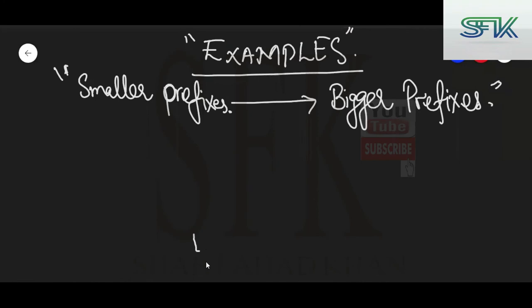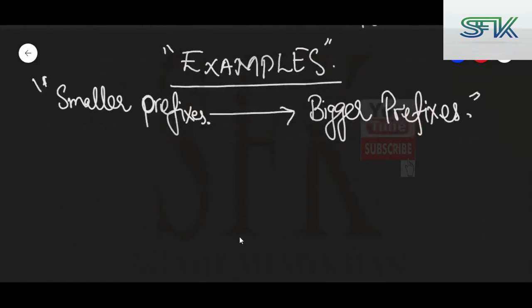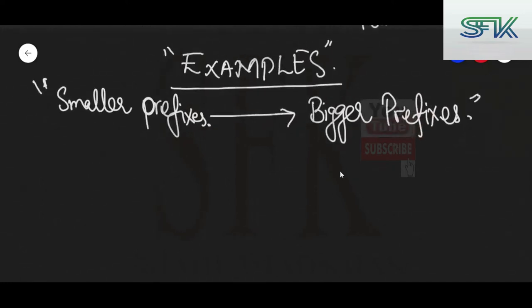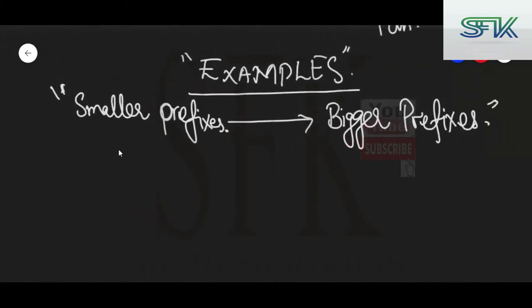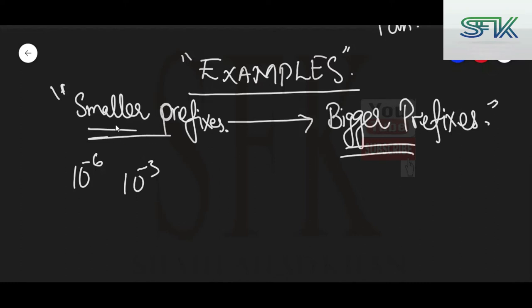Okay, guys, welcome back. In this lecture, we are going to talk about a few more examples on conversions from one form of prefix to another. In the previous lecture, we went from bigger to smaller prefixes, and this time we are dealing with prefixes that have a negative power of 10. We're going to go from a smaller prefix to a larger prefix, meaning a prefix that has a more negative power of 10 to a prefix which has a less negative power of 10.